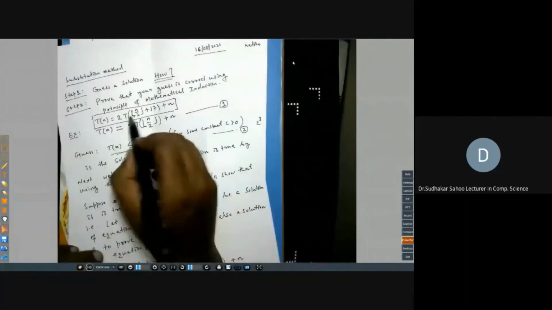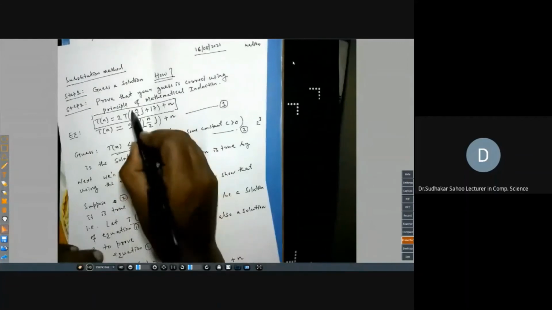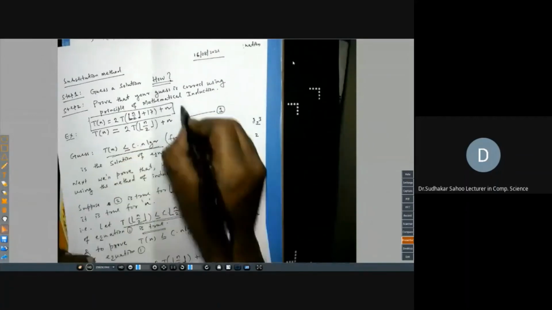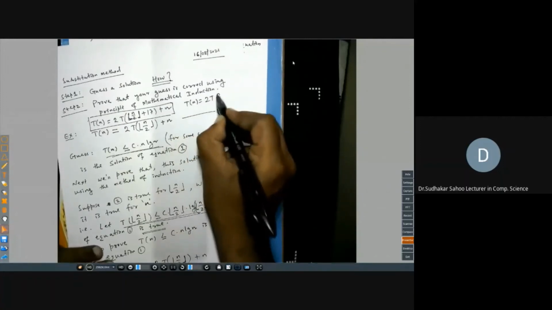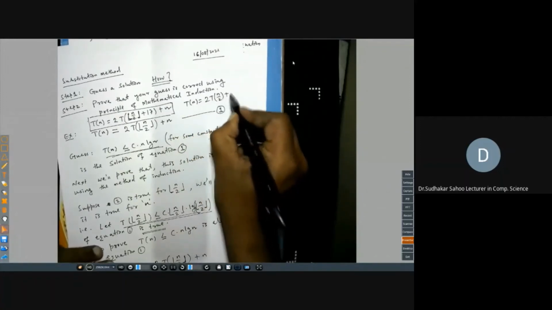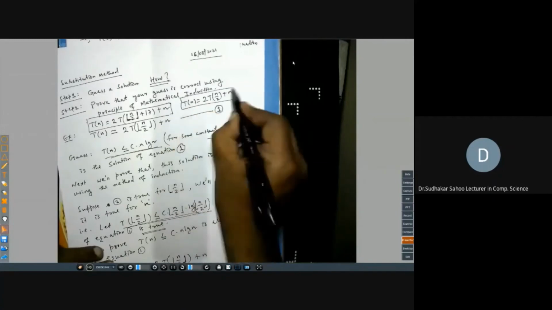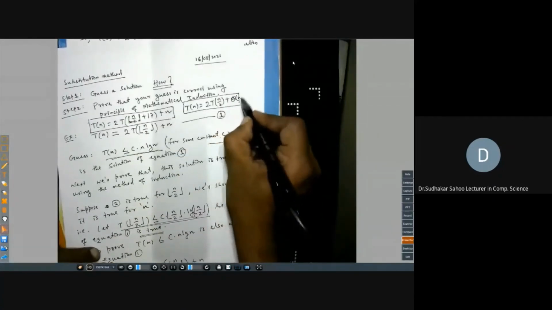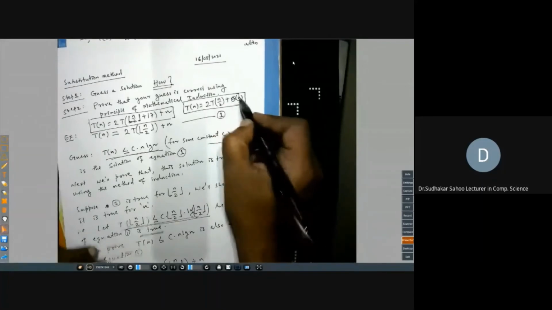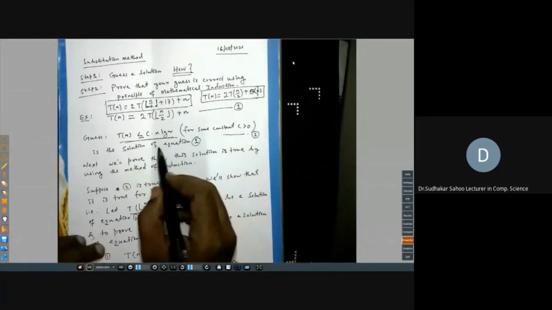Or you may not give this in floor function or ceiling function. Another question, T(n) = 2T(n/2) + n, or plus theta n. Sometimes instead of n you can write theta n. Also the same answer.